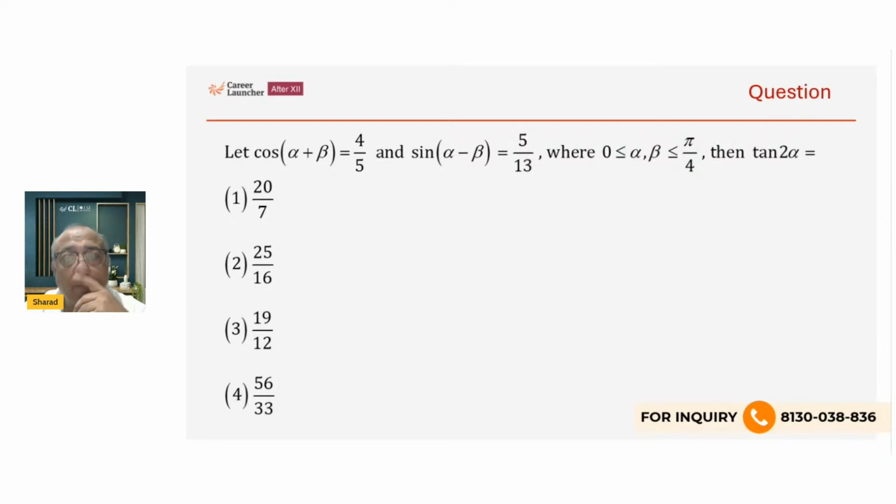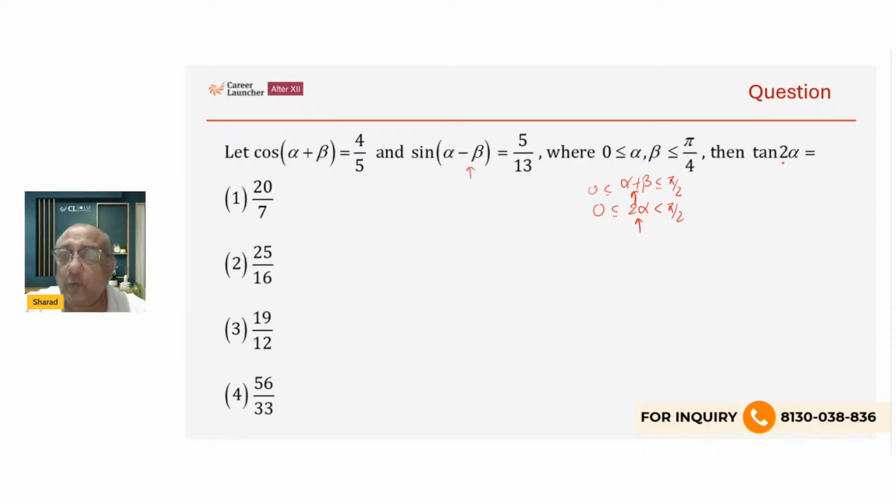Now this looks complicated. Here alpha and beta are less than pi by 4. So we know that alpha plus beta will be less than pi by 2, and 2 alpha will also be less than pi by 2. That means alpha plus beta and 2 alpha as well as alpha minus beta are in the first quadrant. This could be negative, but sine of alpha minus beta is positive. So this has to be in the first quadrant. Right? Okay. So what to do now?